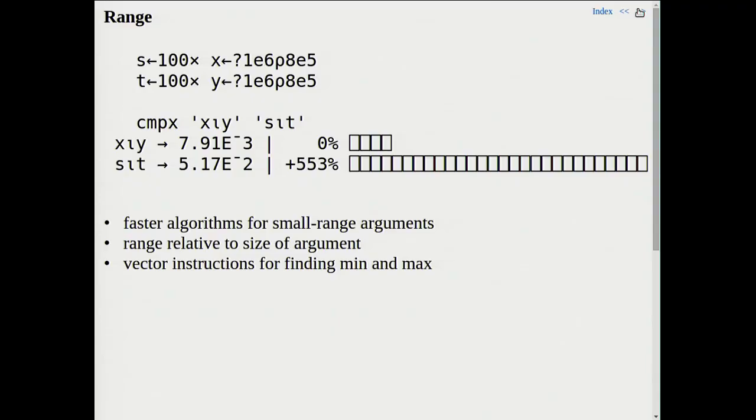So functions in the index-of family, including iota, are faster for small range arguments. In this benchmark, x and y are small range, and s and t are not. And the range is relative to the size of the argument.